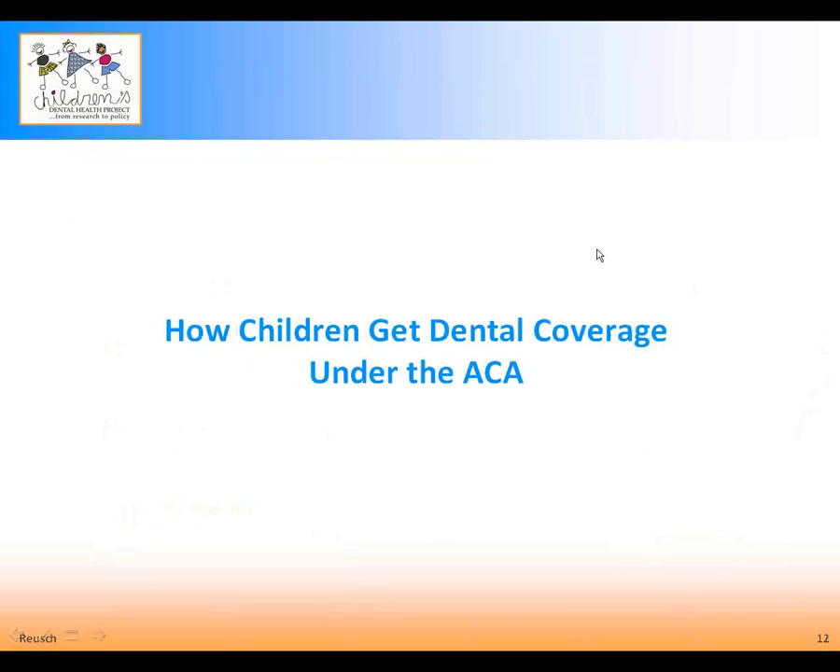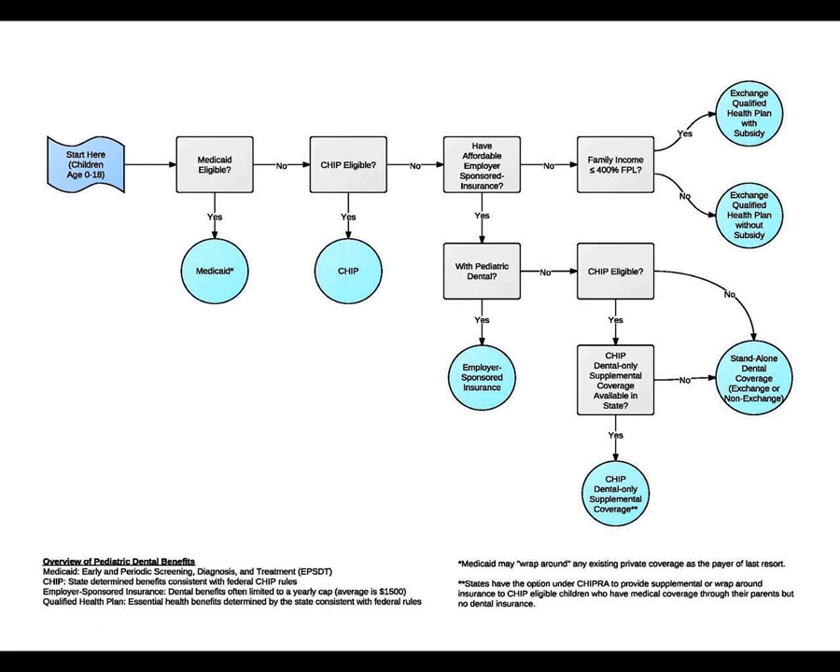So a little bit more about how children get coverage under the ACA. This is a flow chart that we developed with the Georgetown Center for Children and Families. It looks a little bit hard to digest at first, but really what this shows is that starting in 2014, the children that are currently eligible for Medicaid and CHIP will continue to get their dental benefits through those programs. Depending on a family's situation, it's whether or not they have an offer of affordable coverage through an employer.